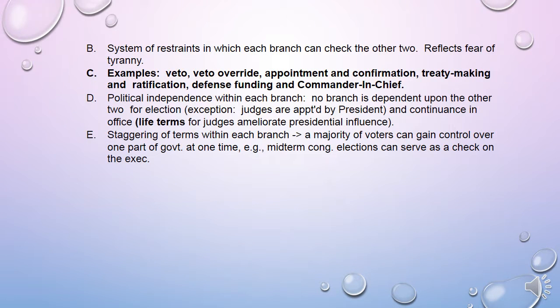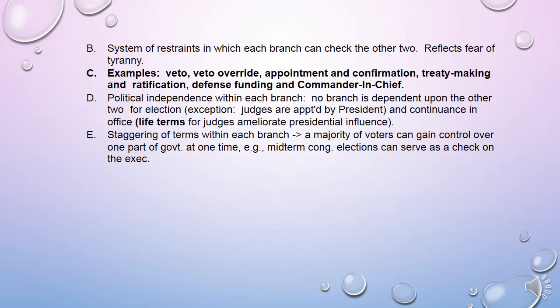So a system of restraints in which each branch can check the other two reflects that fear of tyranny. For example, here are just some checks and balances: veto, veto override, appointment and then confirmation, treaty making and then ratification, defense funding, and the role of the president as commander-in-chief. So power check, power check.